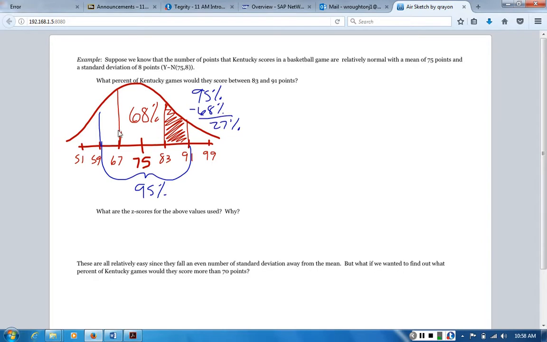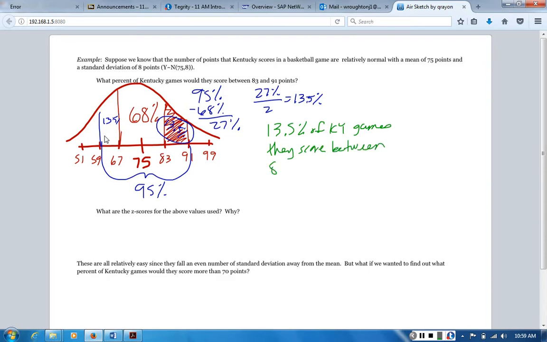Then I have 2 different pieces that it needs to go into, so we divide that by 2 to get our 13.5% to be here, as well as the piece that we were trying to find. Here, just for completeness, we're always going to interpret this as well. So I can say that 13.5% of Kentucky games, they score between 83 and 91 points.